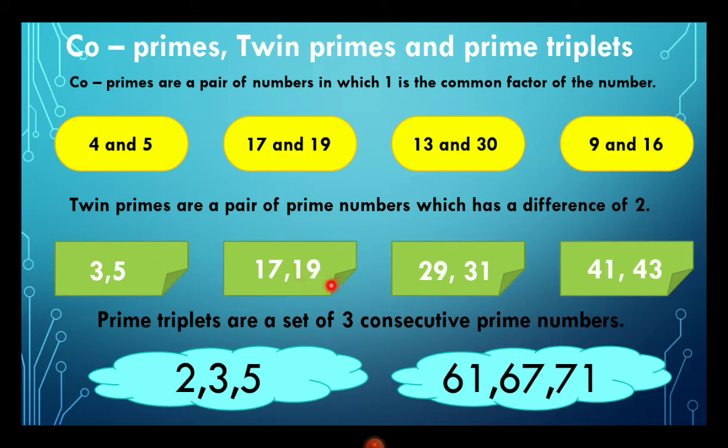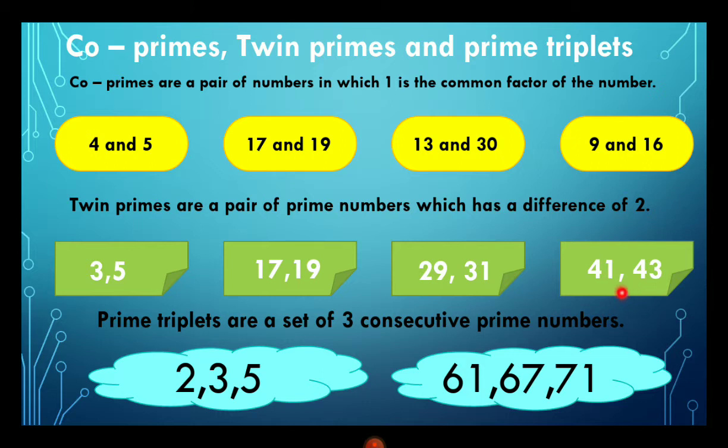17 and 19. 19 minus 17 gives 2, so these two are twin primes. 29 and 31. 31 minus 29 gives 2. So these two are twin primes. The trick is that if you are given two numbers, you need to first check if those two are prime numbers. Then you need to check if they have a difference of 2. If yes, then they are twin primes. If not, then they are not.